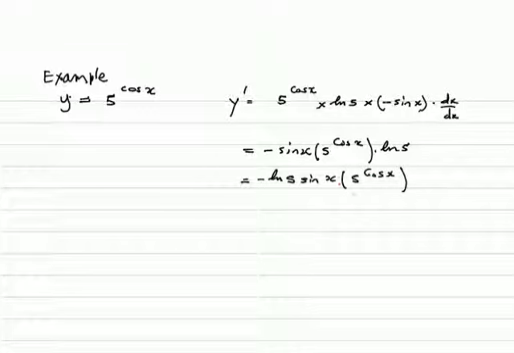What I want you to notice in that example is the method, the approach, the steps which you follow in order to differentiate a general exponential function y to the power f of x, where in this case our f of x is cosine of x.